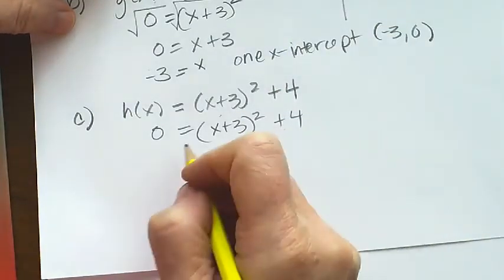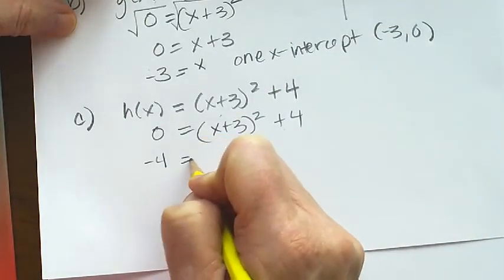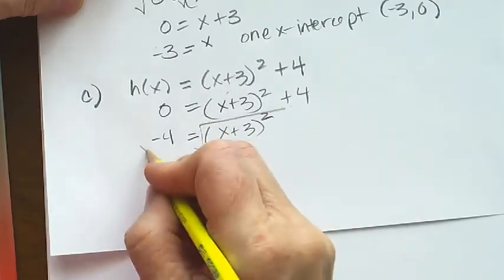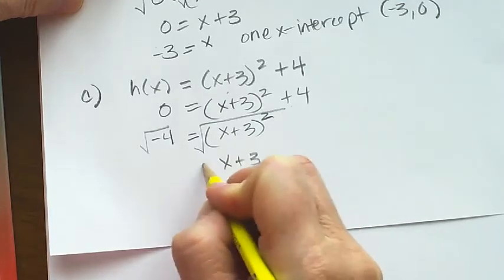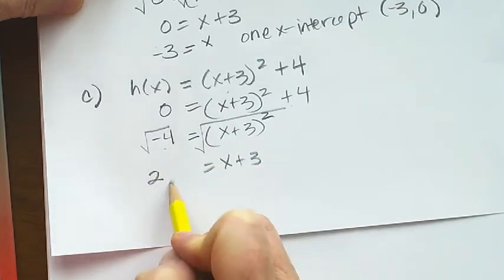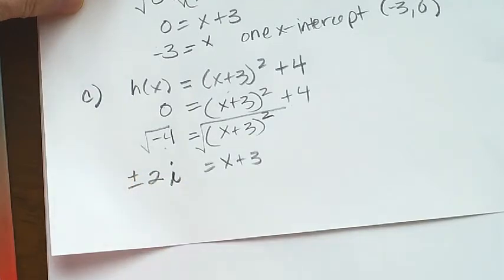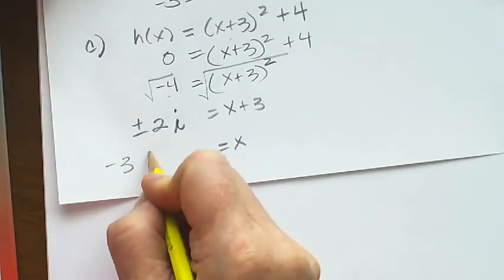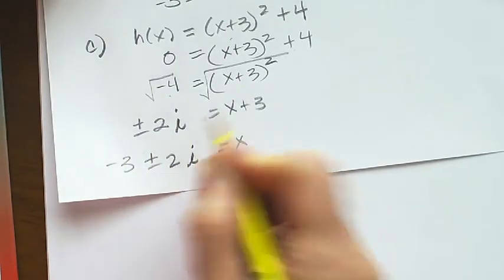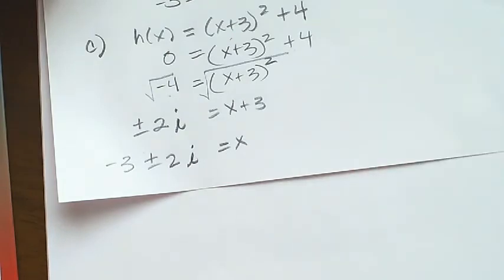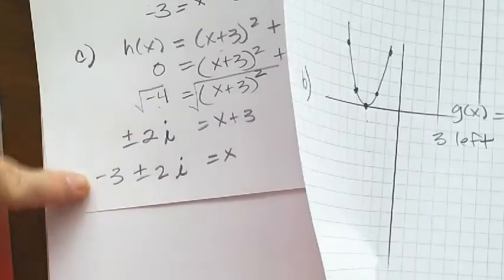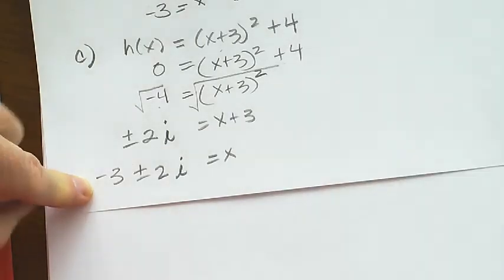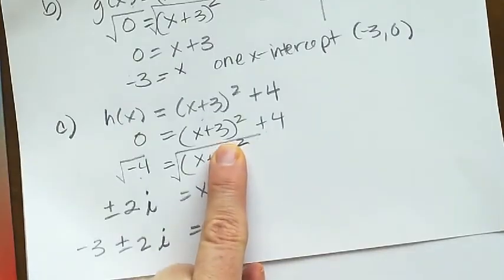Okay, let's find out. Subtract 4 from each side is going to give me negative 4 equals x plus 3 squared. Undo the squaring, we get x plus 3 equals plus or minus 2i, and then subtract 3 from each side, so x equals negative 3 plus or minus 2i. If I graph this, I don't know where my x-intercepts are. I don't know where that is on the number line.